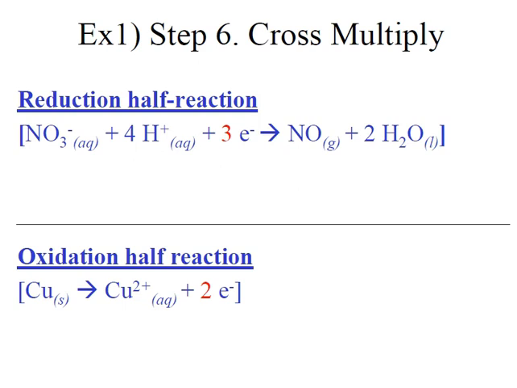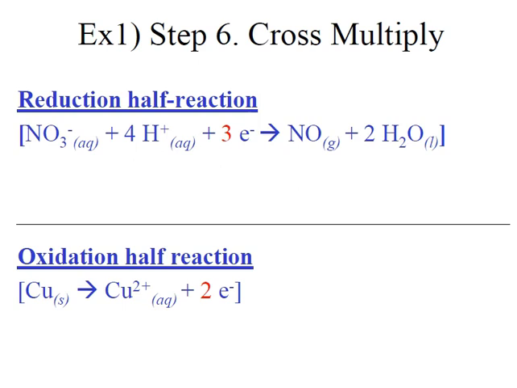So to remedy that, we're going to cross multiply. And what that means is we're going to multiply the reduction reaction by 2, because 3 times 2 is 6. And we'll multiply the oxidation half by 3, because 2 times 3 is 6. The goal here is just to make your electrons equal in the reduction and the oxidation. But you can't change your electrons without changing everything else in the reaction.